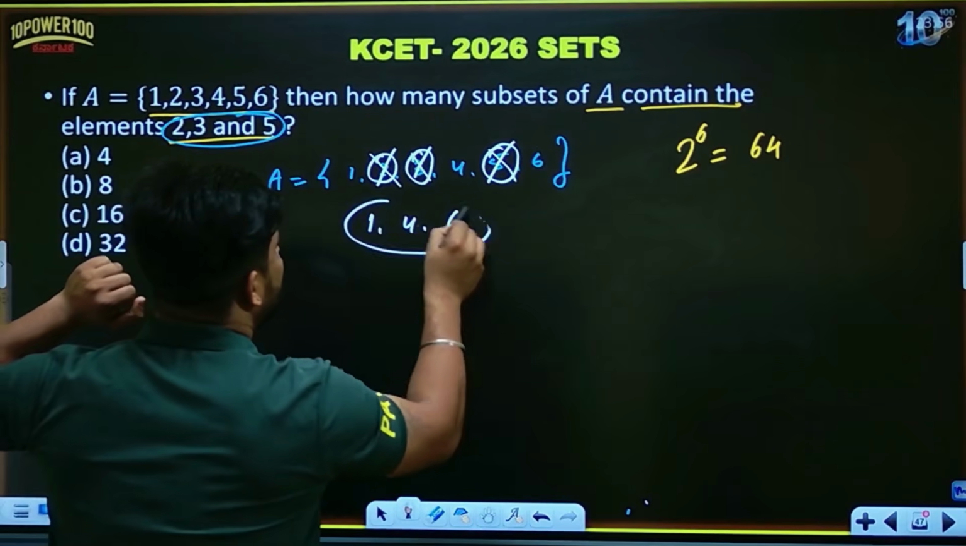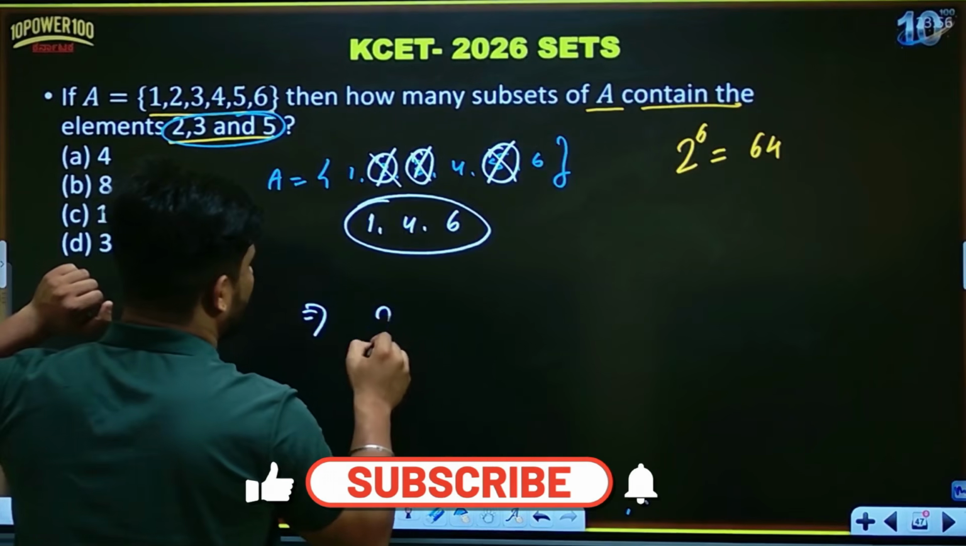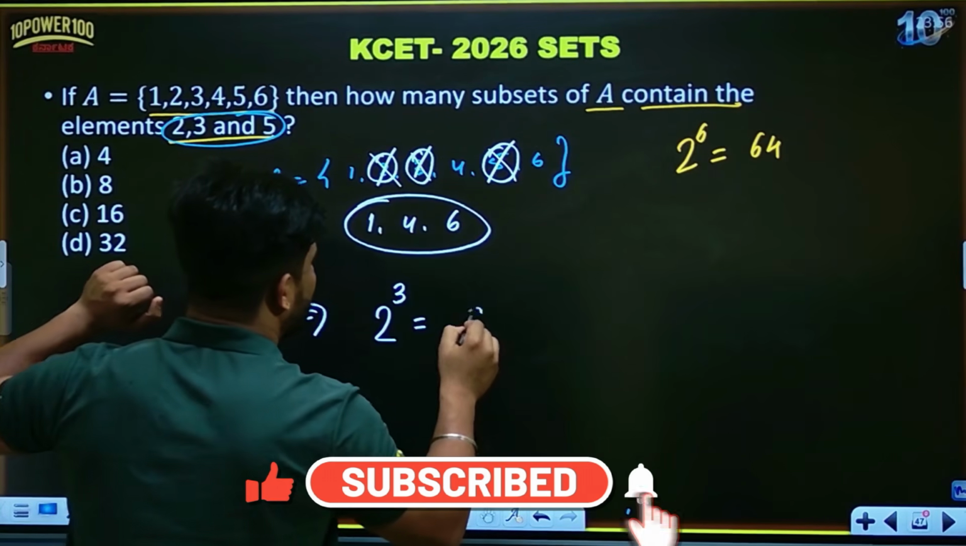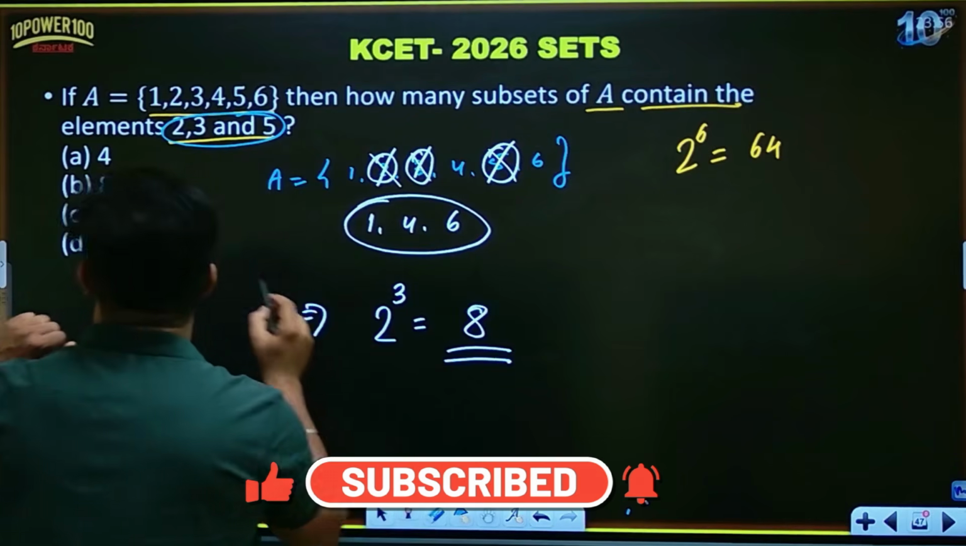How many elements are left? That is the power. Okay, so 2 to the power 3. So 2 to the power 3 is equal to 8. So 8 is the answer for this.